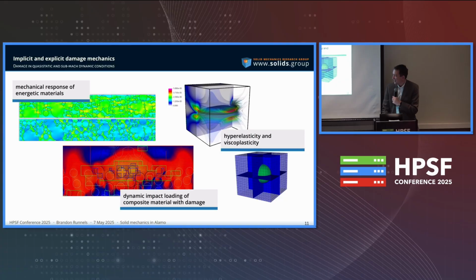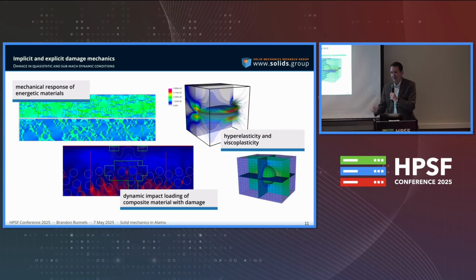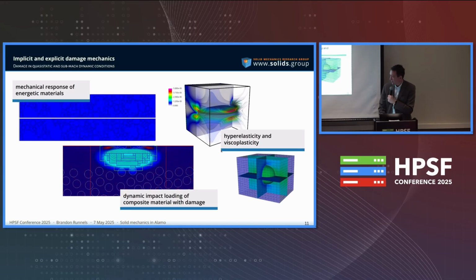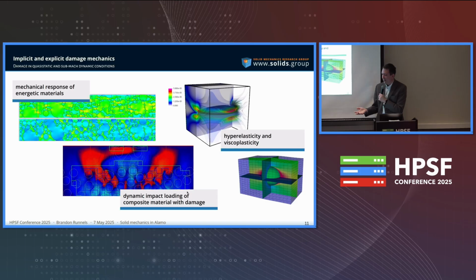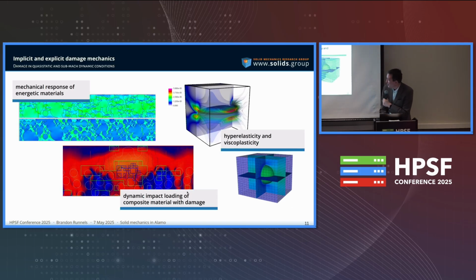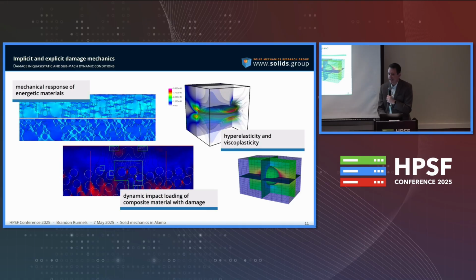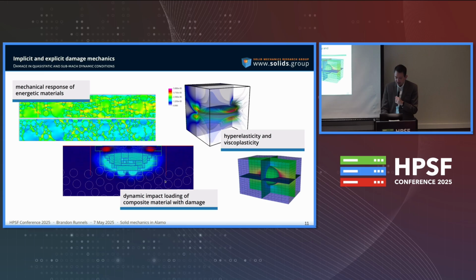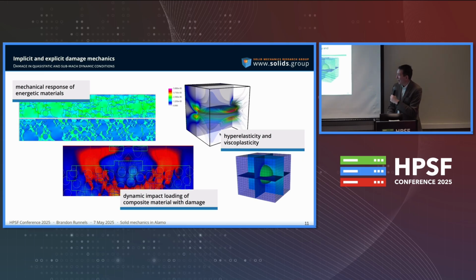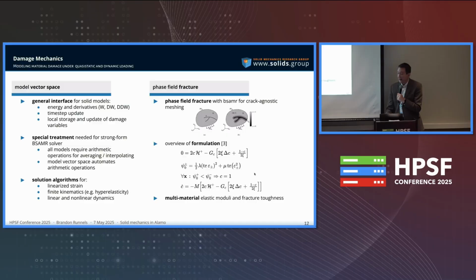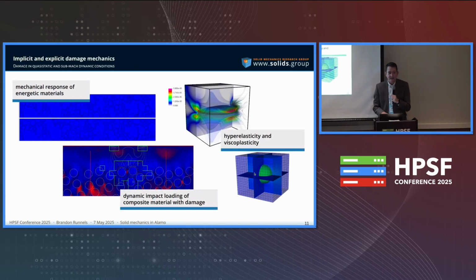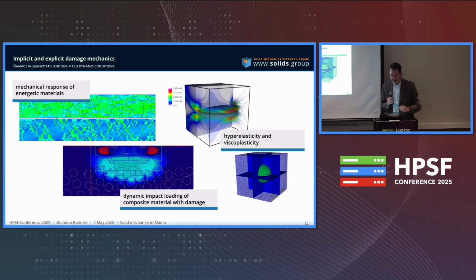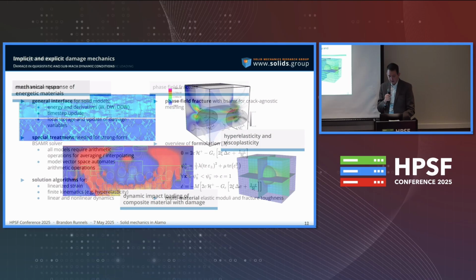We are interested in doing relatively simple things like tension tests with energetic materials, no problem. And we've lately been interested in dynamic impact loading of composite materials with damage evolution. It's kind of hard to see here, but you actually see some damage accumulating between these fibers. And then just as a mention, we have viscoplasticity and finite strain elasticity. So it's fully hyperelastic as well, which really broadens the class of problems that we can work with.